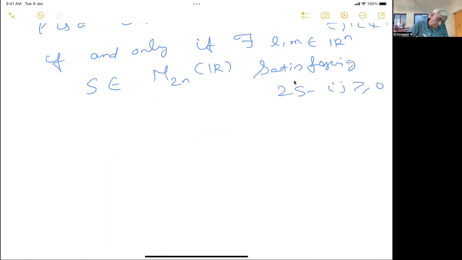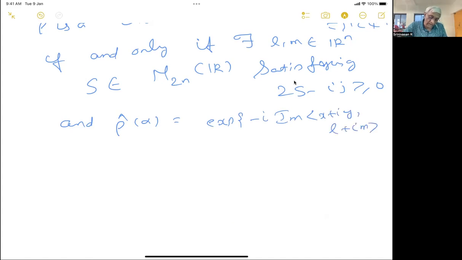Okay. So finally, rho hat of alpha equals exponential minus i imaginary part of (x plus iy) (L plus im), minus... So here I put a root 2 because I want 2S minus iJ. Usually there will be a half here, but I am not using that half. I mean, he's not using the half, so I am also not using it. If there is a half, then the condition is S minus iJ is greater than or equal to 0. This is J.